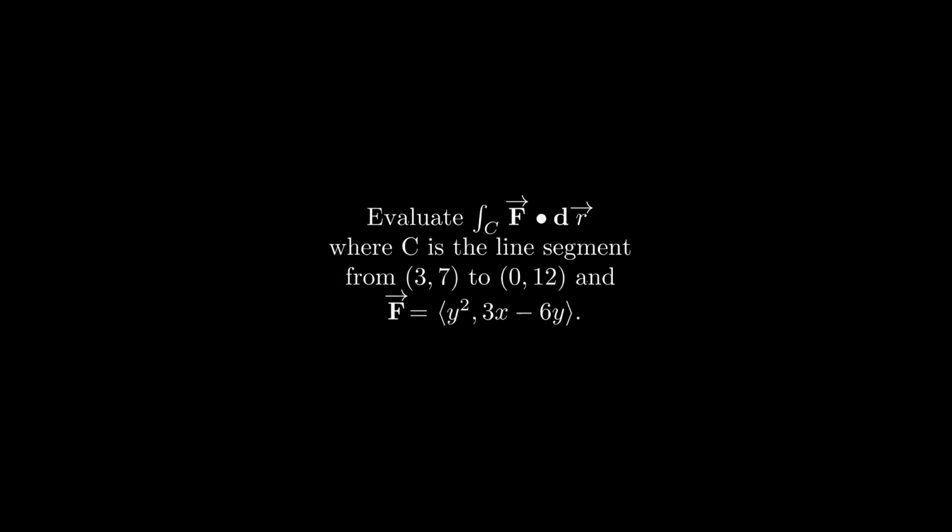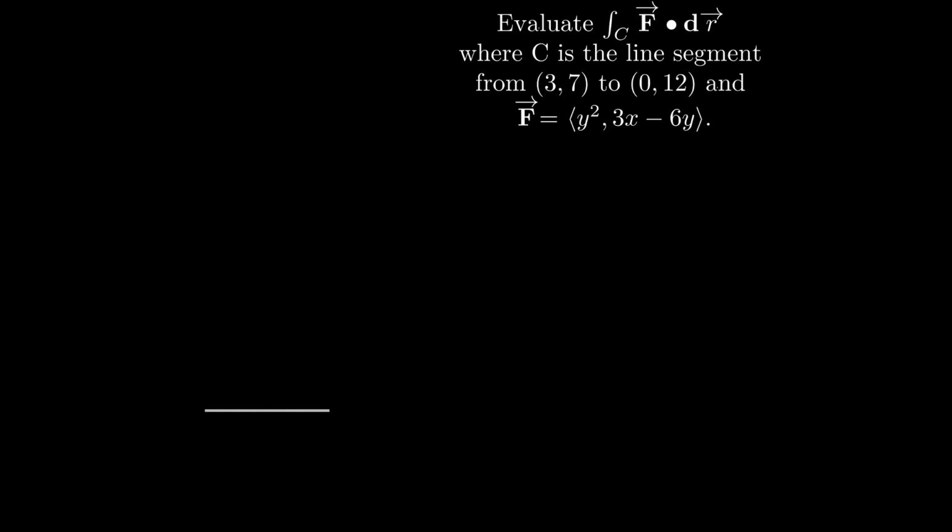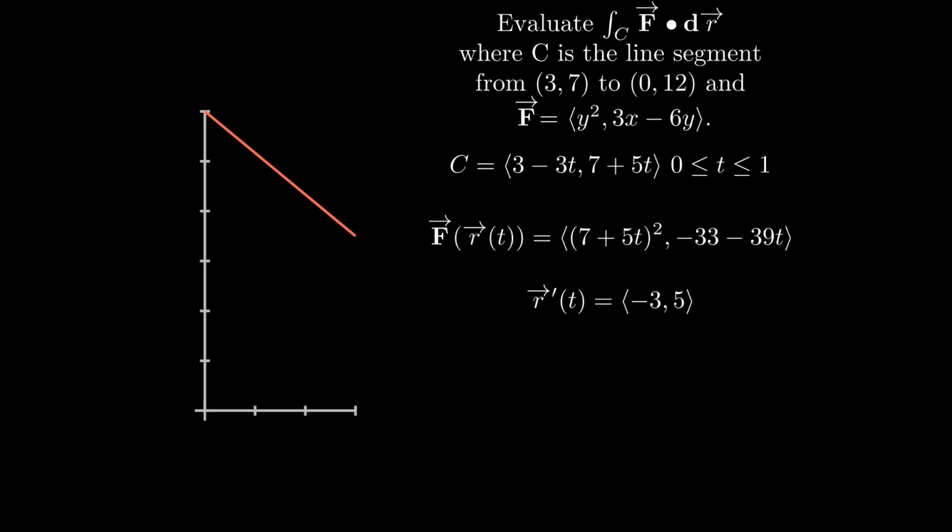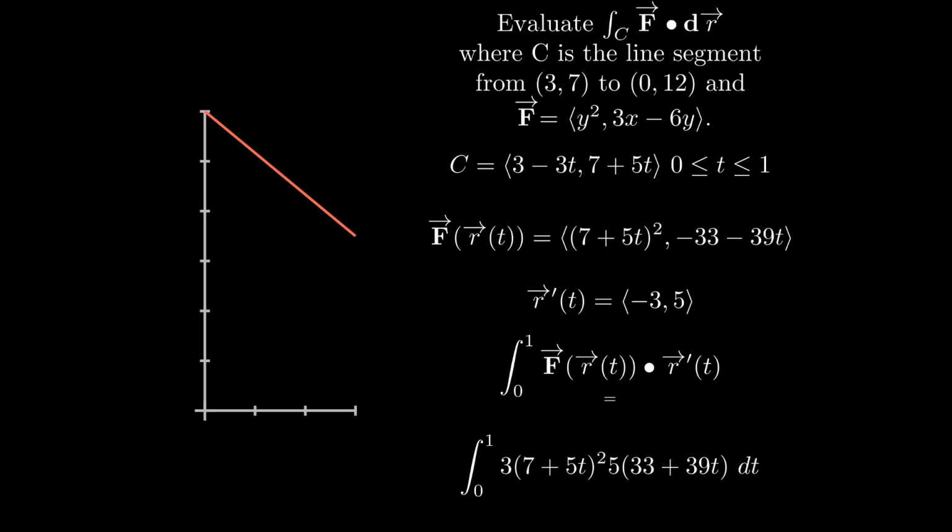First, let's graph C. We can easily parameterize this line to look like this. Then, let's find f of r of t, which is equal to this, and the derivative of r, which is equal to this. Using the formula we had before, let's write out the integral. Evaluating it, we get negative 539.5.